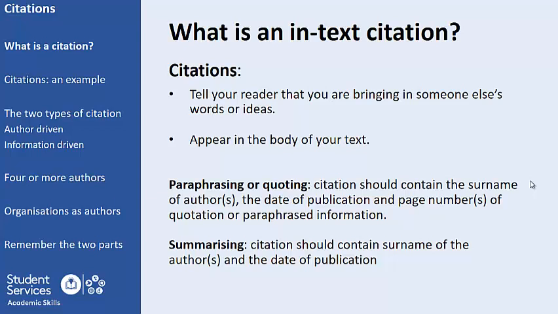In Cite Them Right Harvard, our citations will normally contain three pieces of information: the author's surname or surnames, the date the source was published, and the page number from which we took the information we are paraphrasing or quoting. The only exception to this is if, within our sentence, we are summarising a large amount of information, such as an entire book chapter or a journal article. In this instance, we didn't take the information from one specific page in the source, meaning that when we are summarising, our citation should be just the author's surname and the date of publication.